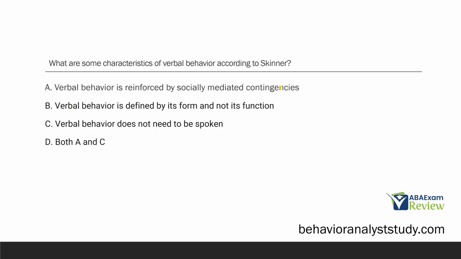What are some characteristics of verbal behavior according to Skinner? All right, a little fluency, kind of learning question here, kind of a refresher, right? We're learning, okay? So Skinner obviously has his verbal behavior, which we teach in ABA, and there are certain characteristics to verbal behavior. So A, verbal behavior is reinforced by socially mediated contingencies. Yes, according to Skinner's verbal behavior, there's a speaker and a listener, right? And the speaker's behavior is reinforced by socially mediated contingencies. A looks good.